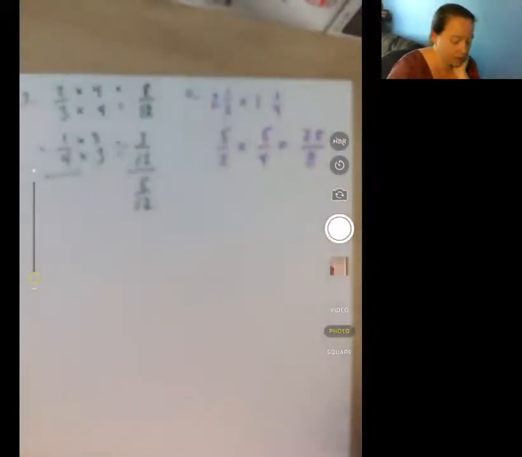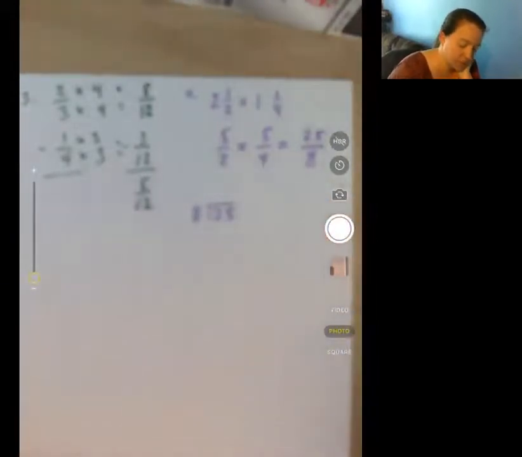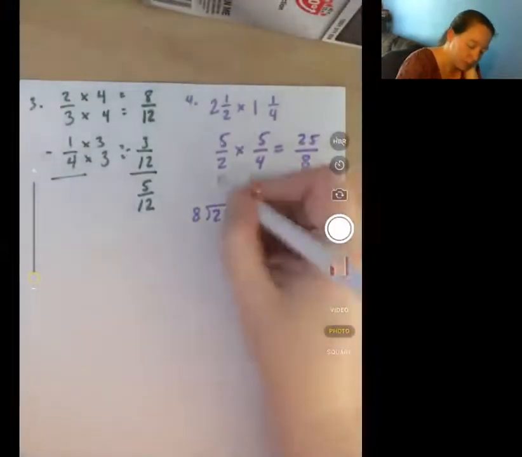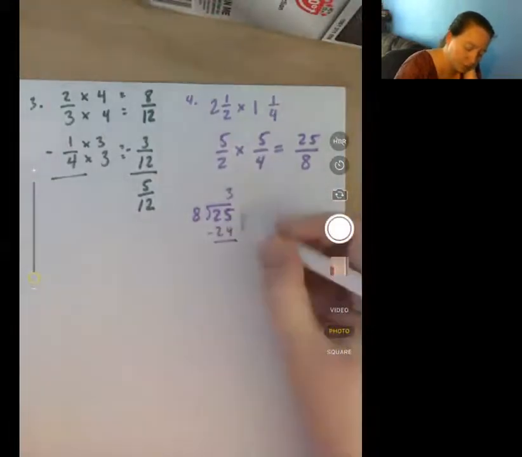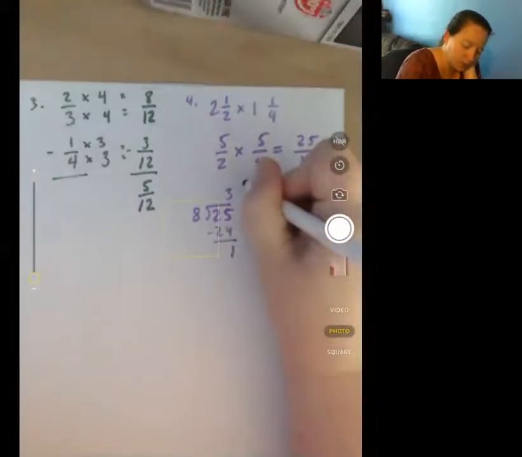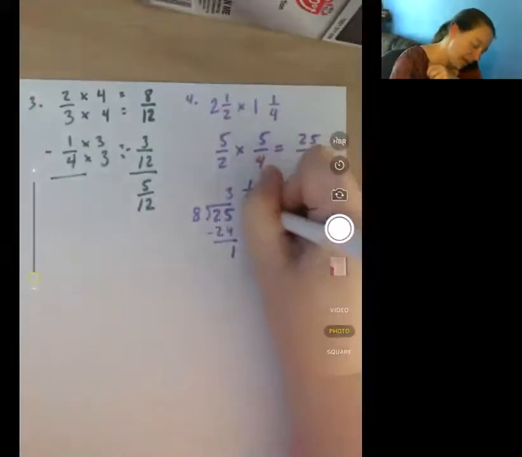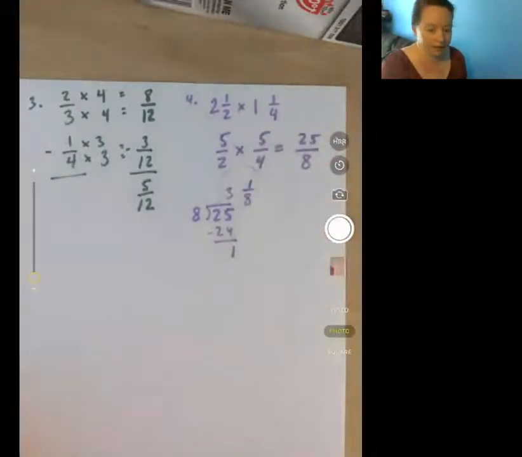And then we need to divide this out. So 8 goes into 25 how many times? 8 times what is close to 25? Well, 8 times 3 is 24, so let's go with that. 5 minus 4 is 1. 1/8. So 3 1/8 ends up being our final answer.